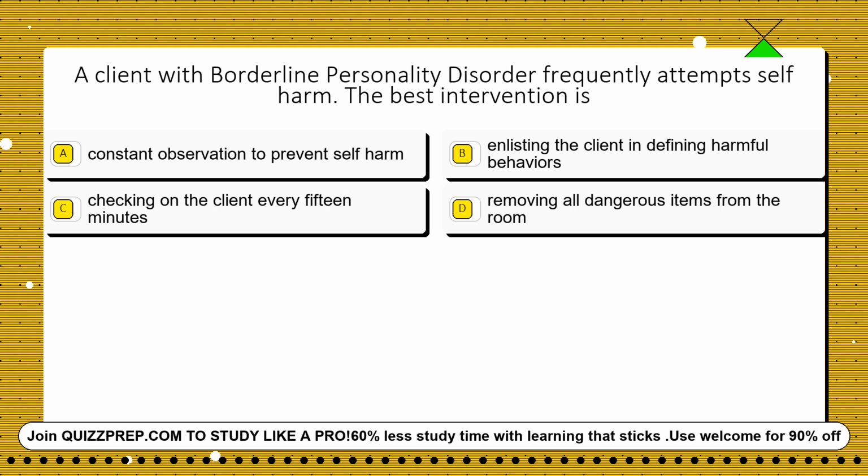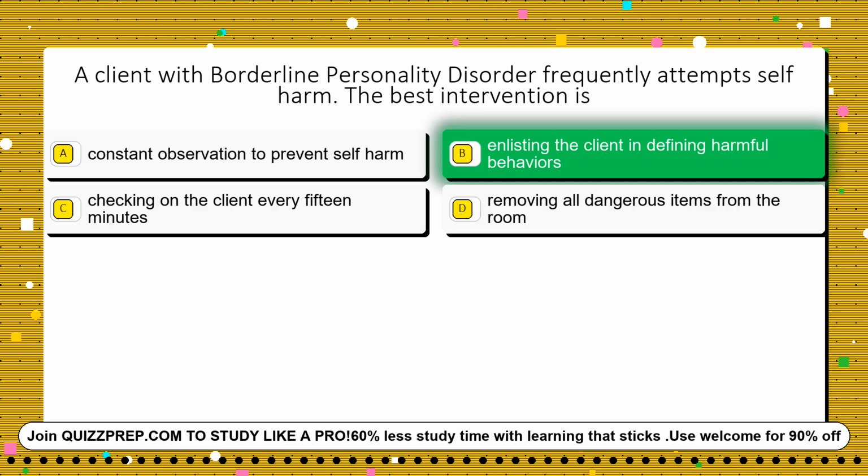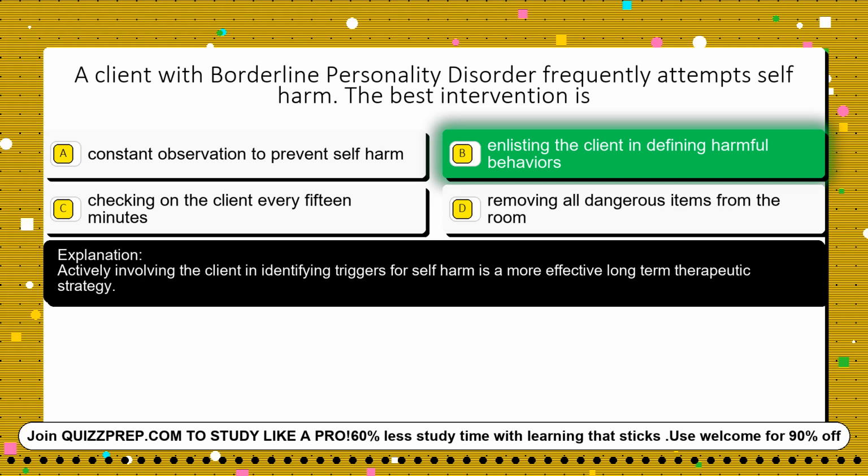Question 82. A client with borderline personality disorder frequently attempts self-harm. The best intervention is: Option A, constant observation to prevent self-harm. Option B, enlisting the client in defining harmful behaviors. Option C, checking on the client every 15 minutes. Option D, removing all dangerous items from the room. The correct answer is option B, enlisting the client in defining harmful behaviors. Actively involving the client in identifying triggers for self-harm is a more effective long-term therapeutic strategy.